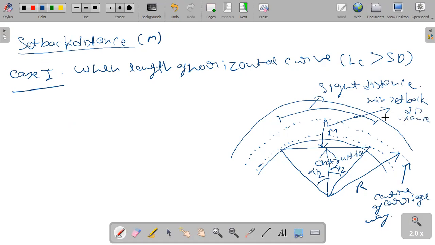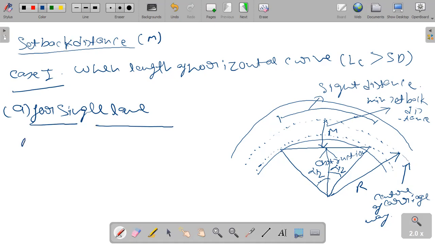So here for single lane, our setback distance M is equal to R minus R cos alpha by 2 in meters, where L is equal to R alpha.